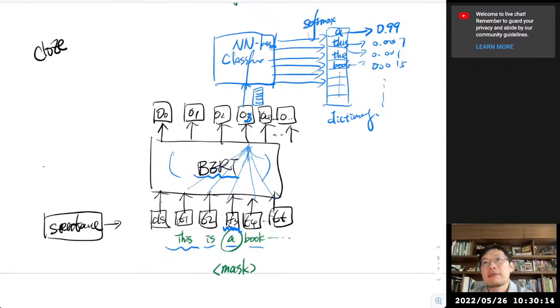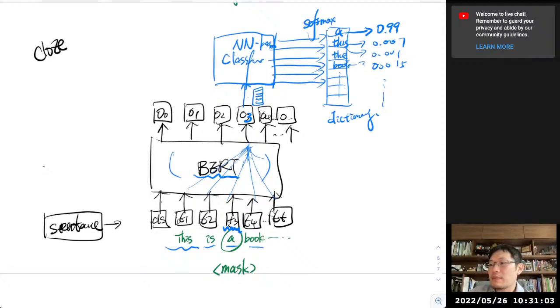In this case, if the BERT is well trained and the neural network based classifier is well trained, then if you feed this is mask book into the BERT, the BERT outputs O3, since the mask is at the third position. You use O3 to feed into the trained neural network based classifier. So it will select one of the words and give the probability of which word should be output according to O3. And in this case, A should have a very high probability.